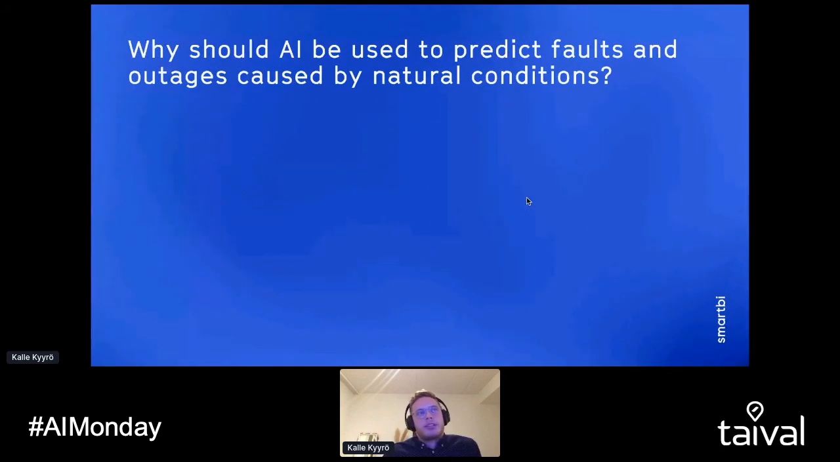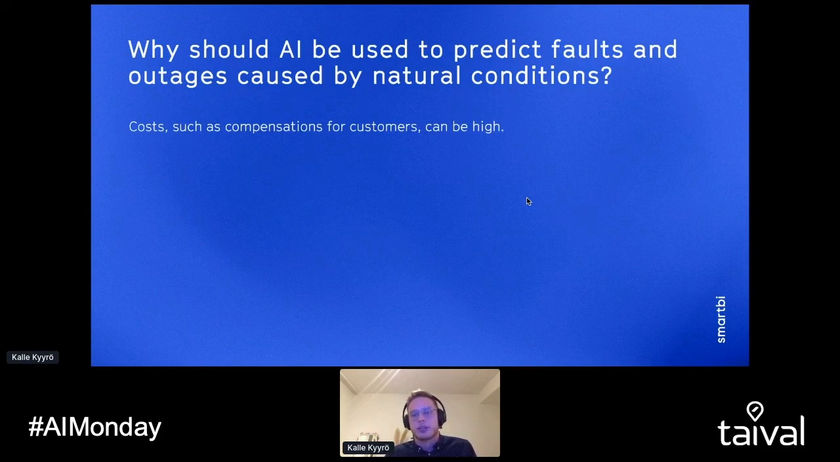Why this specific use case is significant, and why AI is beneficial to use in this case. Like I think Mikael said in his speech, the P&L matters here. So we should find use cases for AI where the economic effect for the companies is large enough. And why it definitely is in this case is that outages and power cuts cause major costs to grid operators, such as paying compensations for service interruptions to their customers.